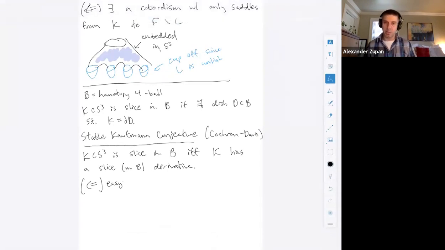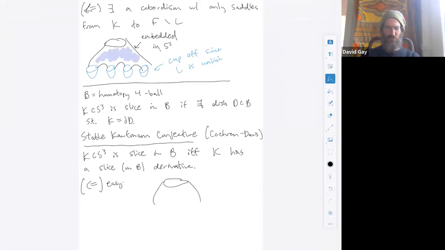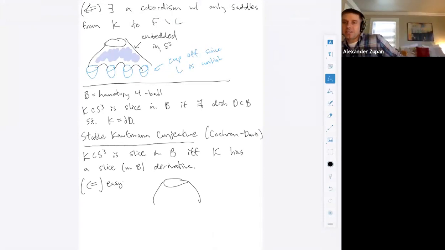I will draw the same picture that I did up there. Slice derivative means each component bounds a disk in B, right? Yeah, pairwise disjoint disks. So there's a collection of pairwise disjoint disks in B. So not just that every component is slice, all of the slice disks have to be disjoint.